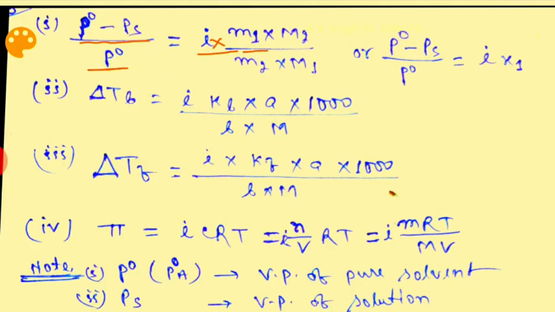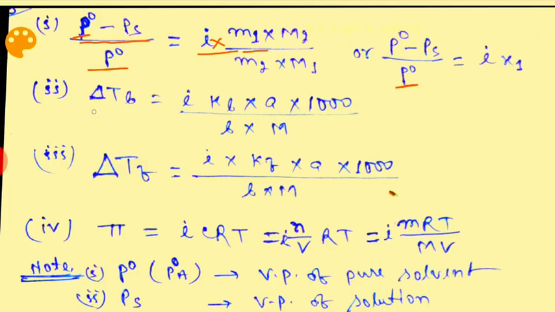Or you can also write P naught minus Ps by P naught is equal to I into x1. What is x1? x1 is the mole fraction of solute. In NCERT, in place of P naught, P naught A is given, meaning vapor pressure of pure solvent. There is no need to write A or B.